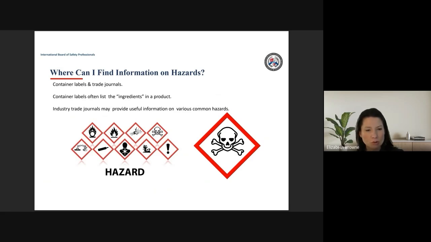On the bottom row on the left, we have some beakers and a hand. That's to indicate corrosiveness. The picture to the right of that means compressed gases. And then we have a tree and a little fish. That's our only environmental hazard. It means that it's hazardous to aquatic life. And then we talked about the health hazards.